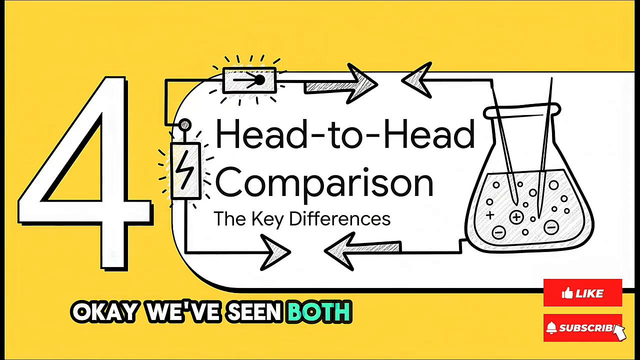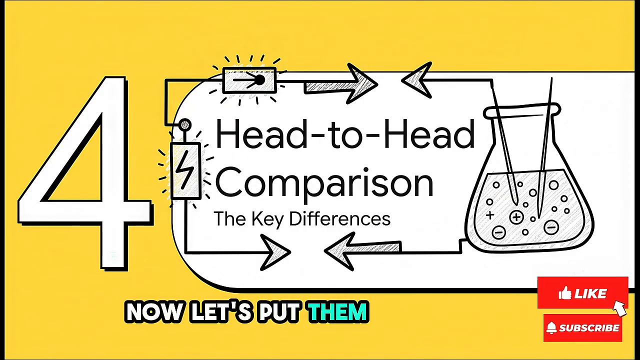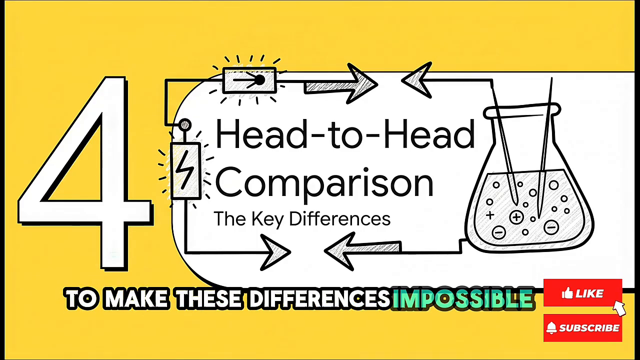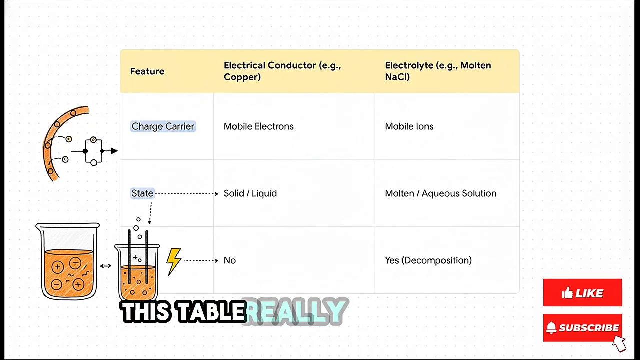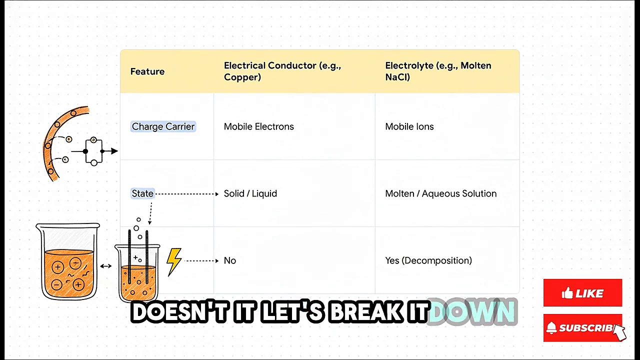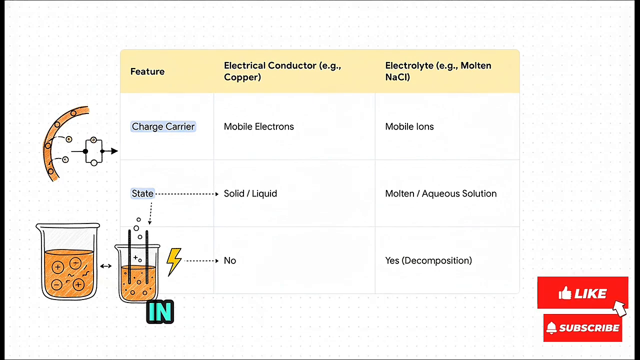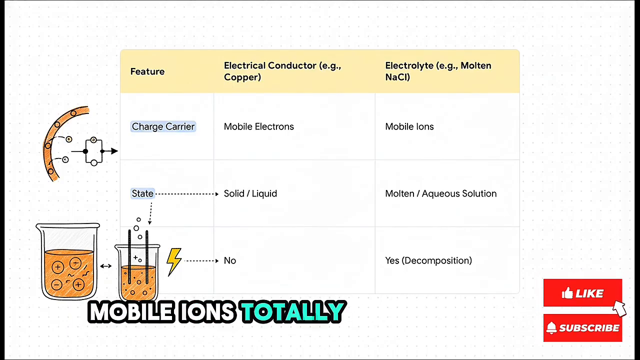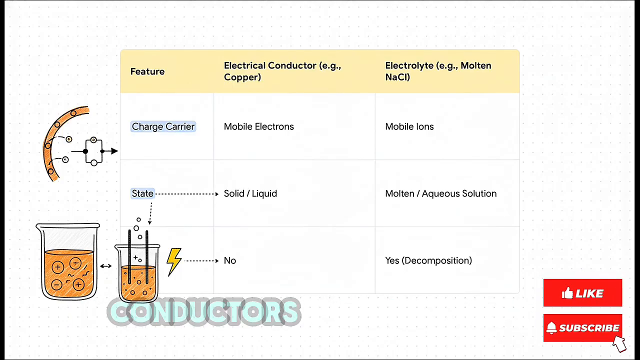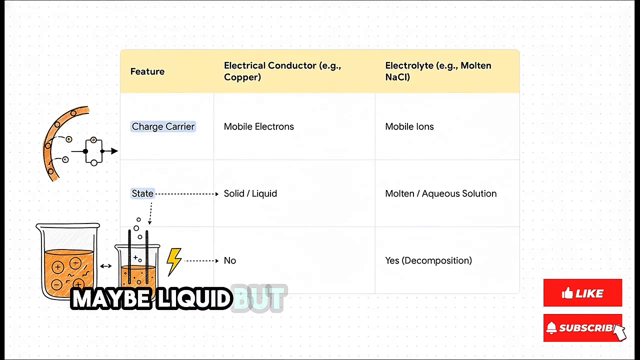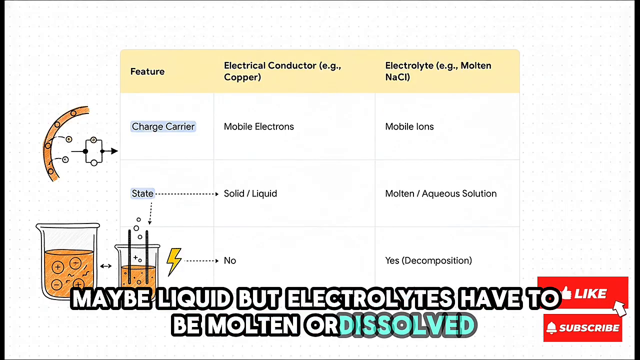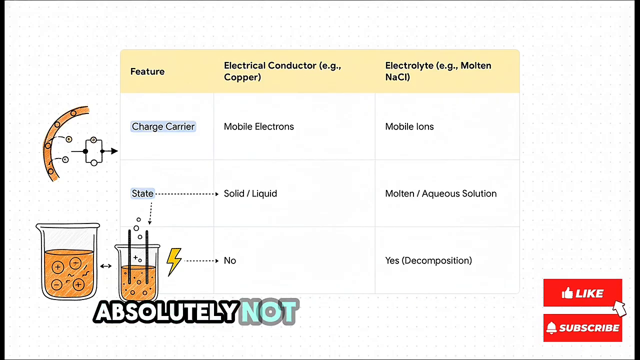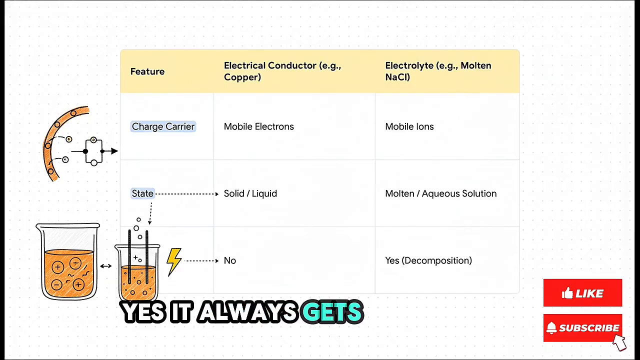Okay, we've seen both sides of the coin. Now let's put them side by side, a little head-to-head comparison to make these differences impossible to forget. This table really sums it all up, doesn't it? Let's break it down. First, the charge carrier. In a conductor like copper, it's mobile electrons. In an electrolyte, mobile ions. Totally different things. Second, the state. Conductors are usually solid, maybe liquid, but electrolytes have to be molten or dissolved. And finally, the big one, chemical change. For a conductor, absolutely not. For an electrolyte, yes, it always gets decomposed.